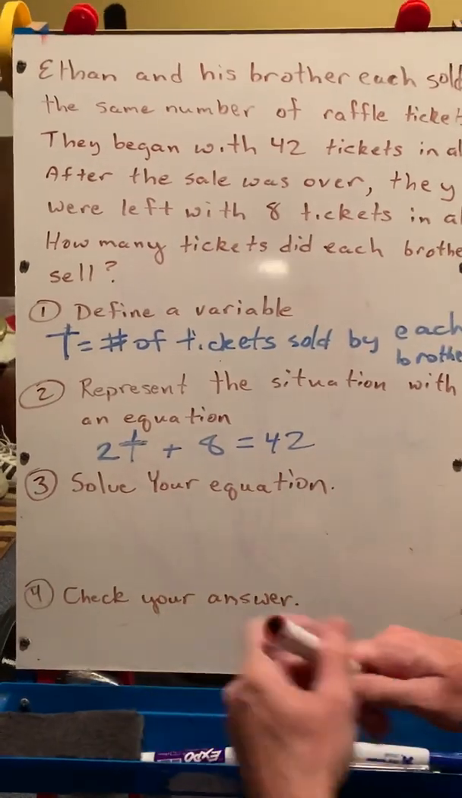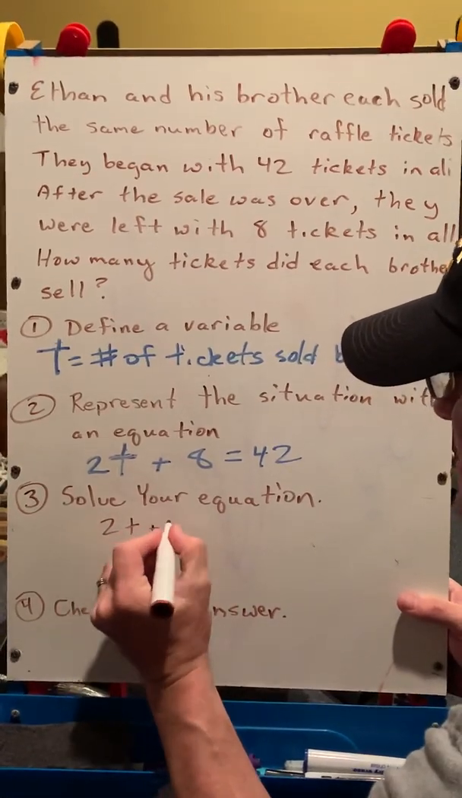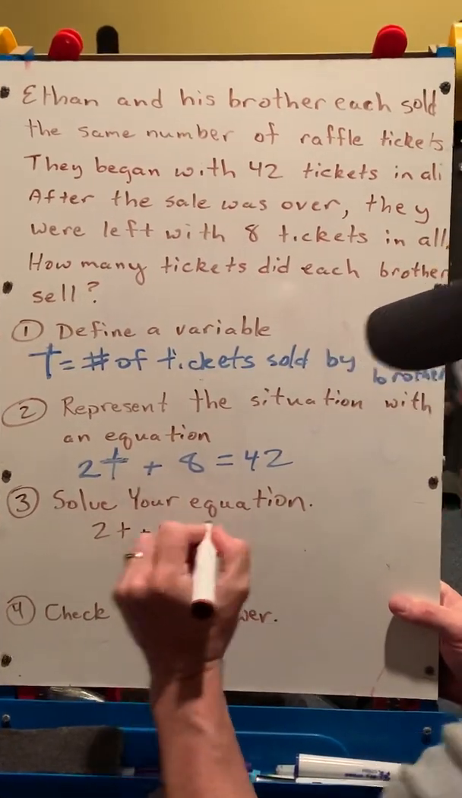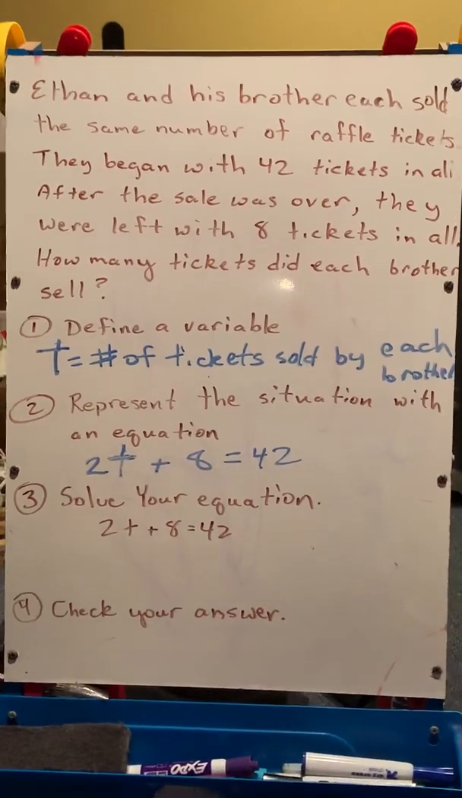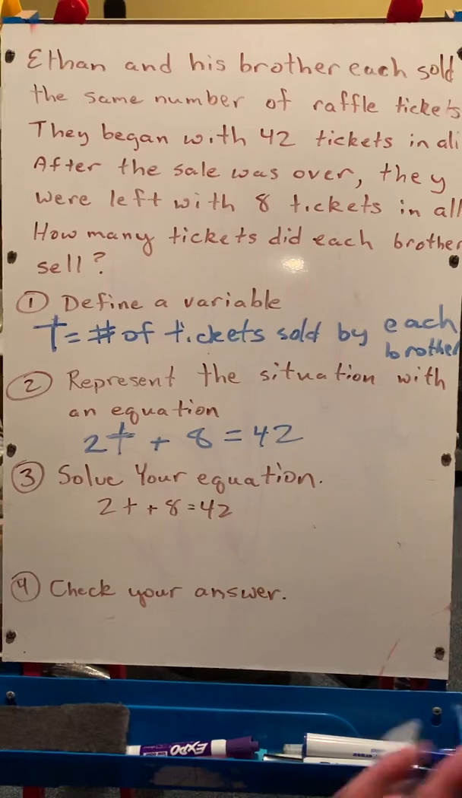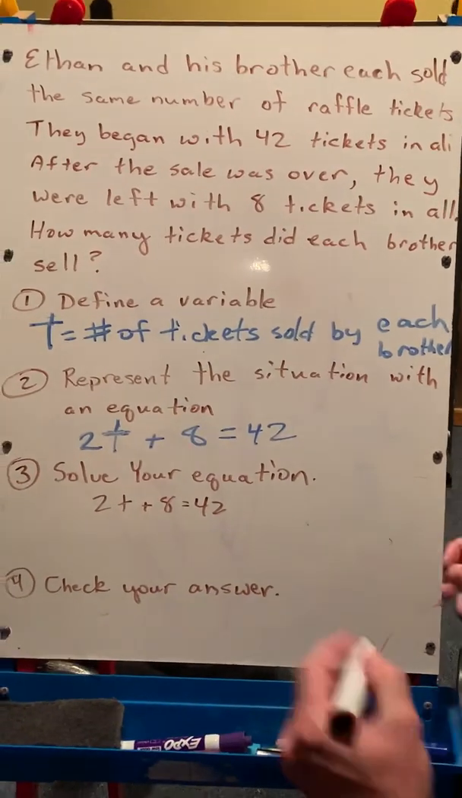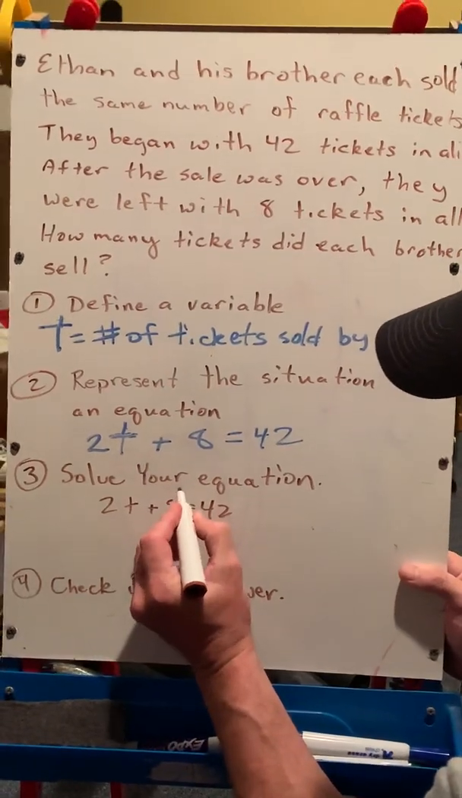All right, so let's write our equation and talk about undoing things. 2t plus 8 equals 42. And we talked about in the last video that we keep the 2 times the t. We're going to take care of that last. But if I add 8 to one side, to undo that, I subtract 8. So I'm just going to do it up here.